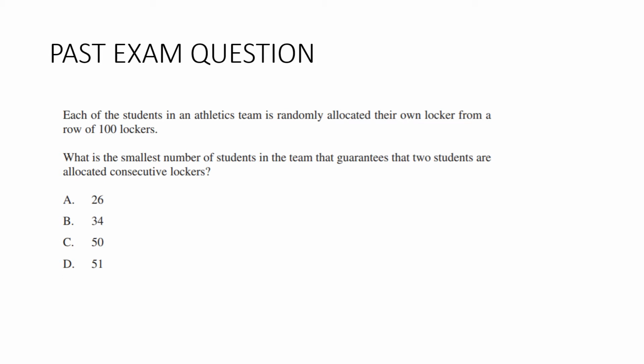Here is a past HSC question. Each of the students in an athletics team has randomly allocated their own locker from a row of 100 lockers. What is the smallest number of students in the team that guarantees that 2 students are allocated consecutive lockers?